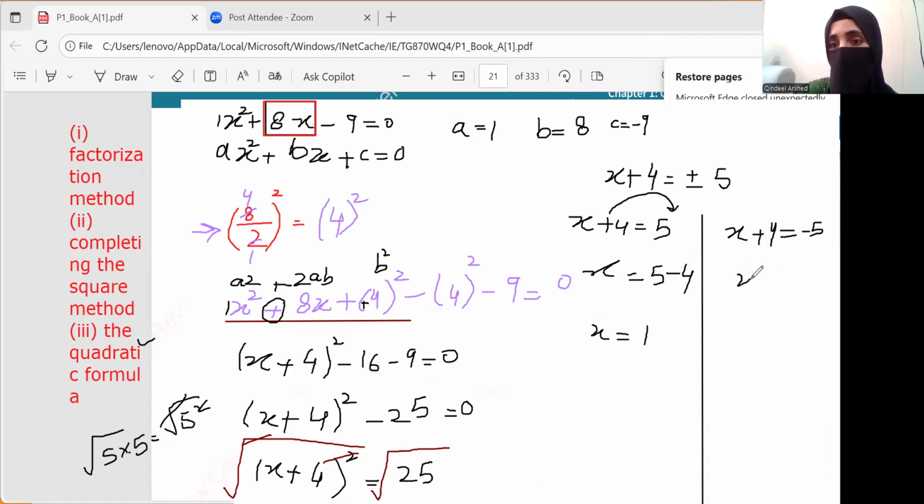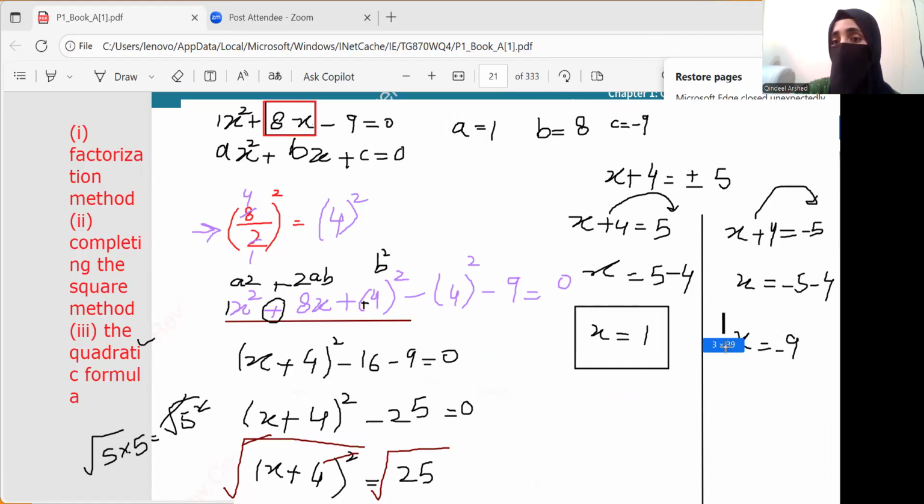And on the other side, minus 5, and when you move this positive 4 to the other side of the equation, it becomes negative 4. We have learned before that negative and negative is always positive. So 5 plus 4 is 9. But here it takes the negative sign. Why does it take the negative sign? Because the greater term has a negative sign.